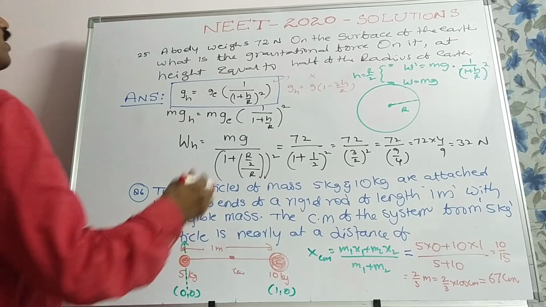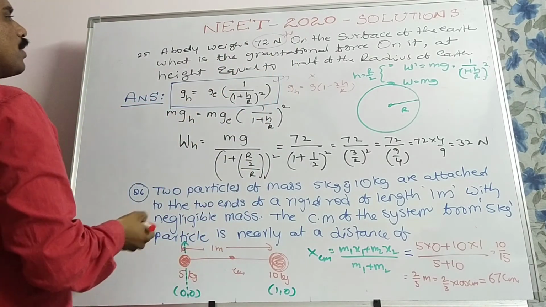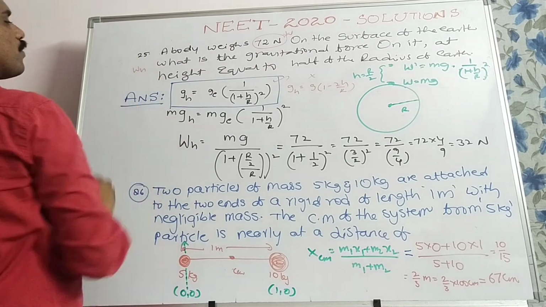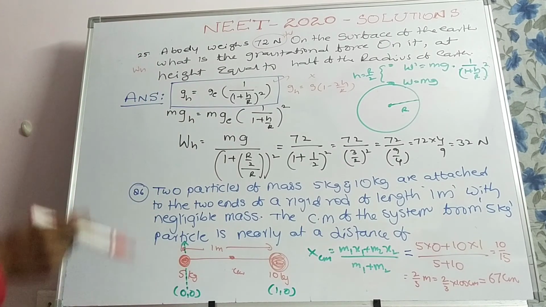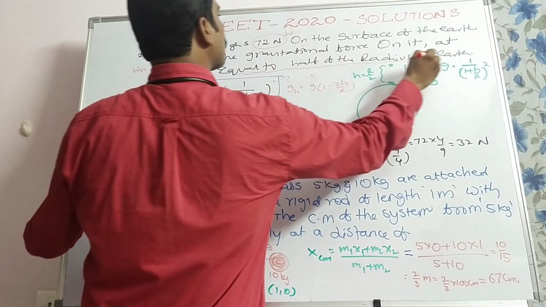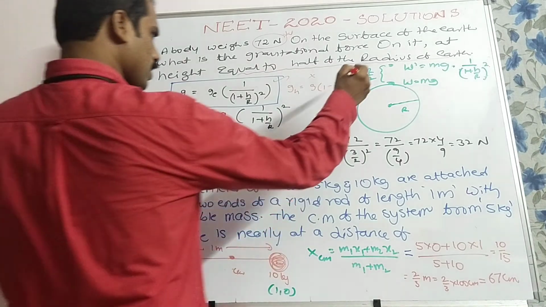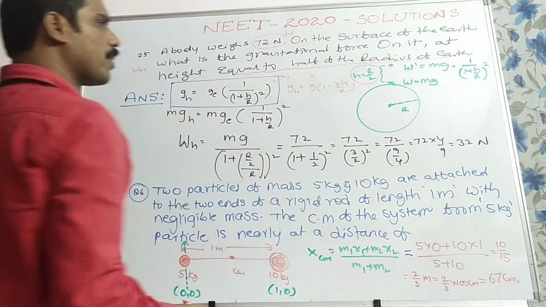And a body weighs 72 Newton. That is the weight on the ground. And we have to find the weight at a certain height. Given that the height is equal to half of the radius of the earth, so that is denoted here: h is equal to r by 2.